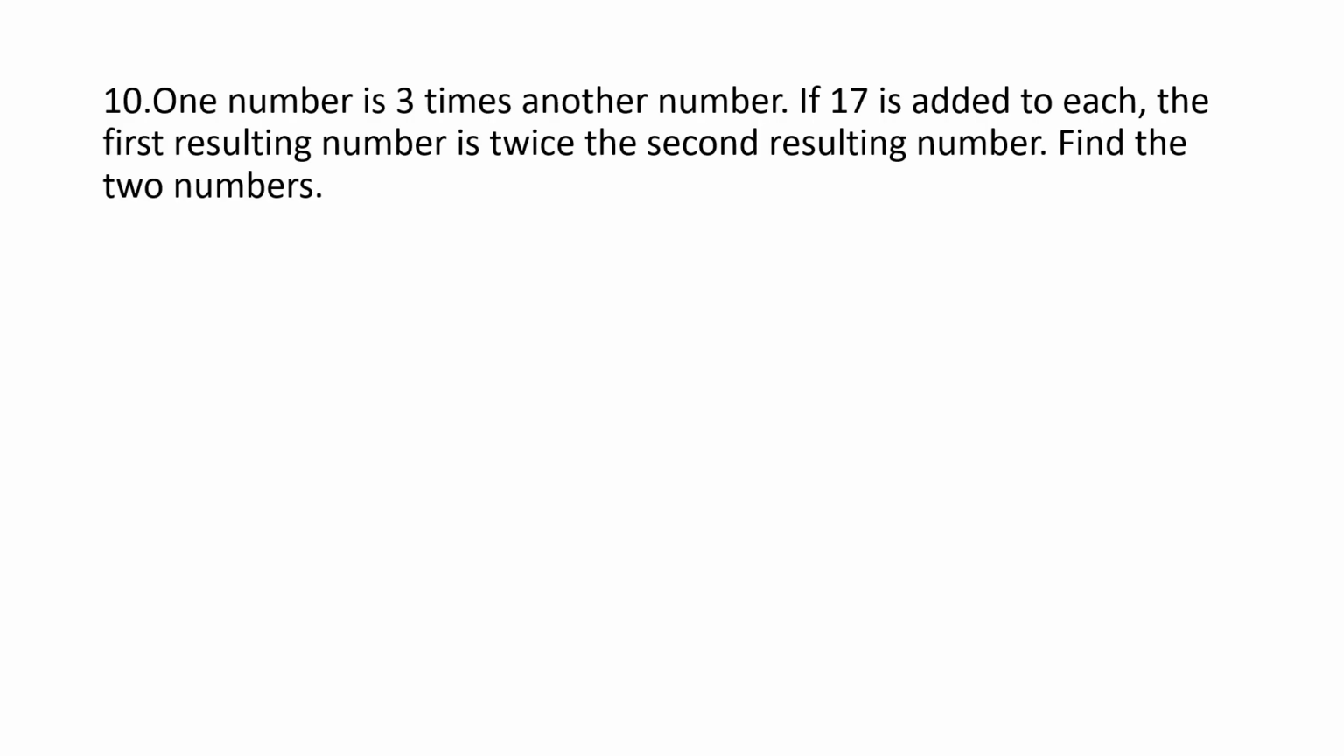This next one is a little bit strange. There's a couple like this. So it says one number is 3 times the other number. Now that one's not terribly difficult. One number is going to be x. Another number is going to be y. So one number is 3 times the other number: x equals 3y. But then it says if 17 is added to each.